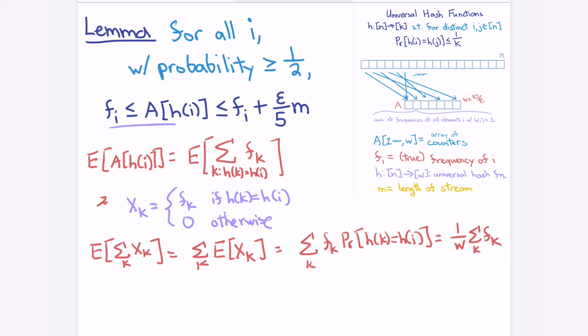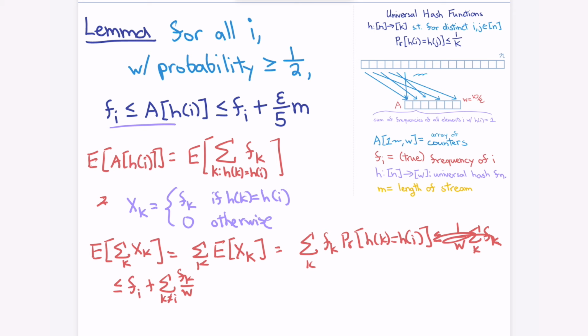Is that correct? Oh, sure, less than or equal. But also, is that correct? It always collides with itself, so we should be a little bit more careful. Let me get rid of that. F sub i plus summing over all of the other indices, f_k over w.